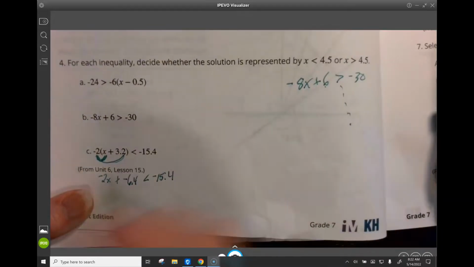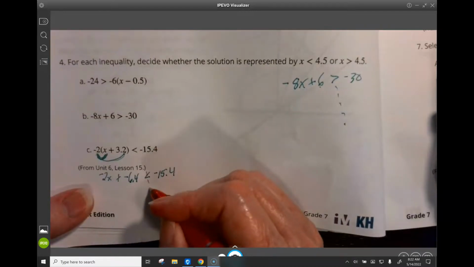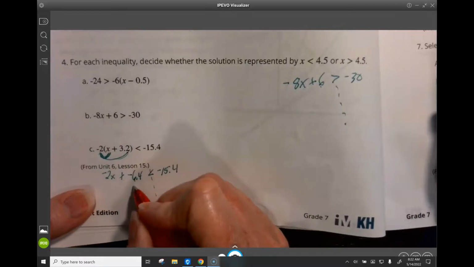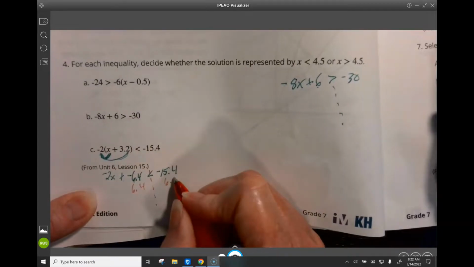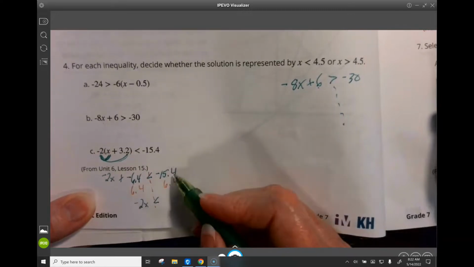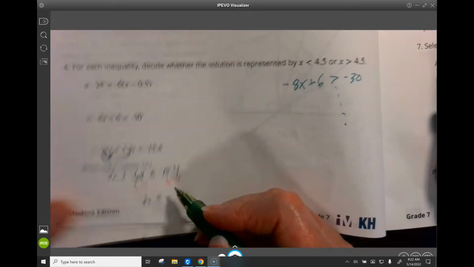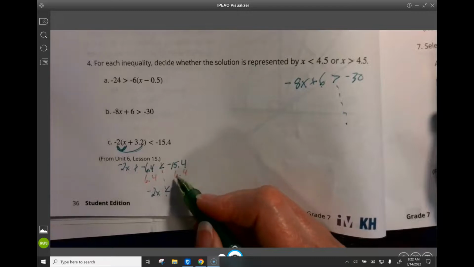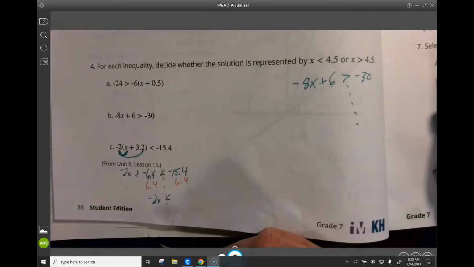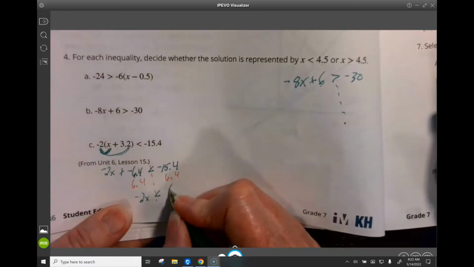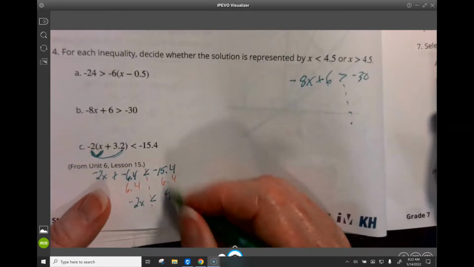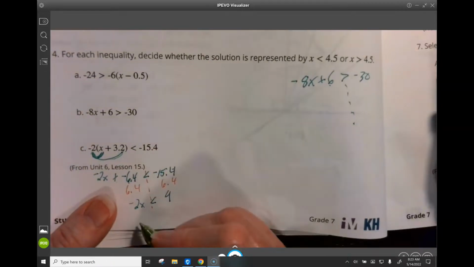Okay? Now, I draw the line on these just like I do on equations, so I need to get rid of the negative 6.4. If I have a negative, I'm going to add 6.4 to both sides. So I have negative 2x is less than, well, I have a negative 15.4 and a positive 6.4. My signs are different, so I'm going to subtract, or you can enter it in your calculator, 15.4. So I get 9. Okay? Negative 15.4 and positive 6.4. But I actually subtract because my signs are different.